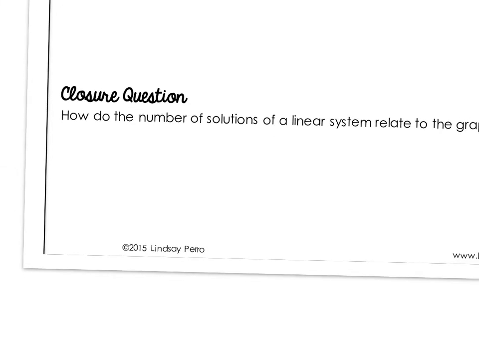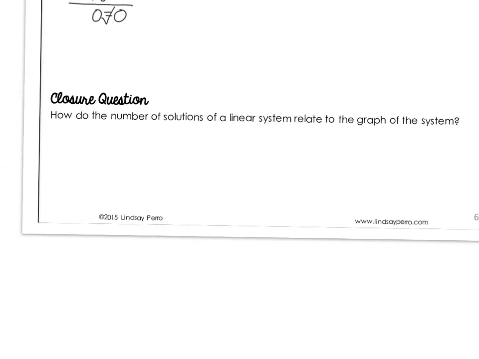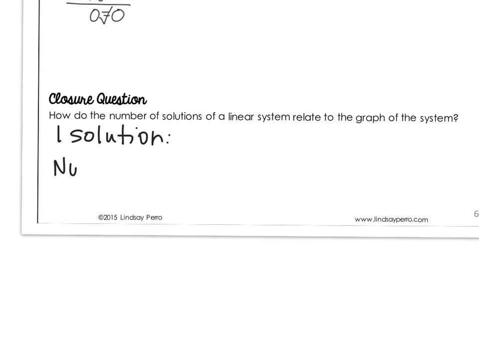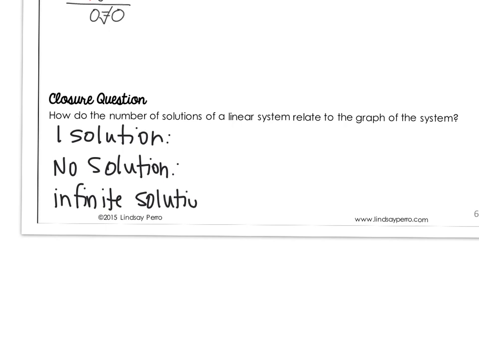So, closure. How do the number of solutions of a linear system relate to the graph of the system? Okay, so I want you to think about what does one solution look like? What does no solution look like? And what does infinite solution look like? So pause and fill those out and then check your answer.